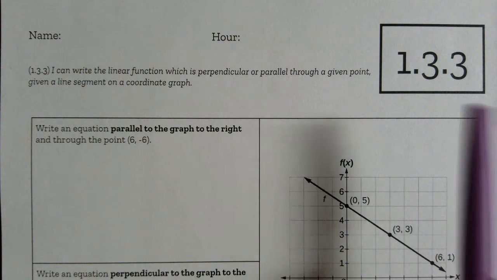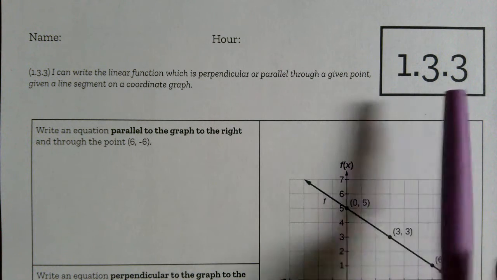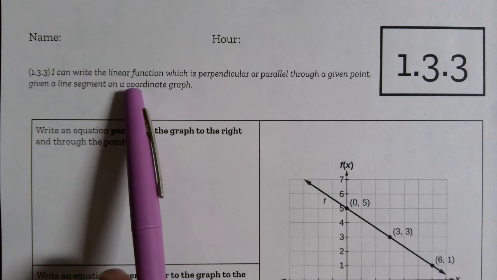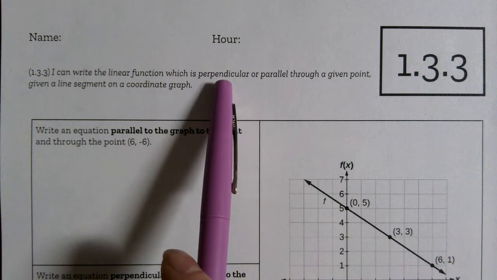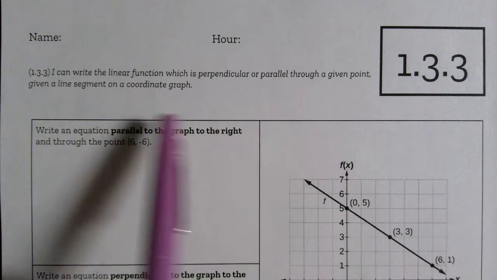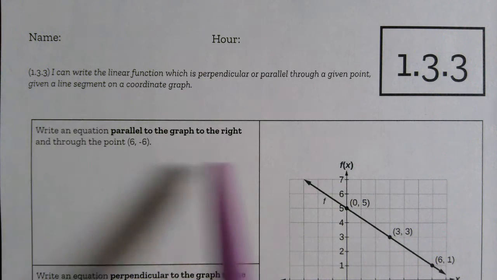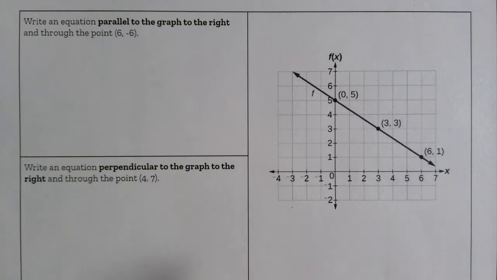Hello. In this video, we're going to go through learning target 133, which is to be able to write the linear equation that's perpendicular or parallel through a given point when you're only given a graph. So this is really similar to learning target 123. So if you have not watched that video, you should watch that one first.